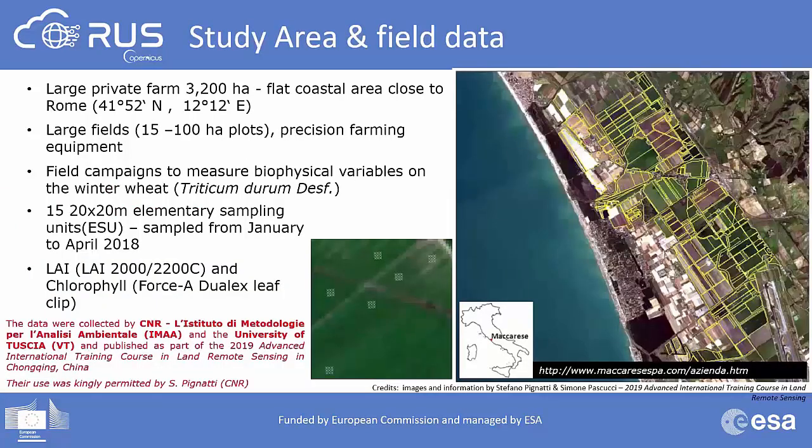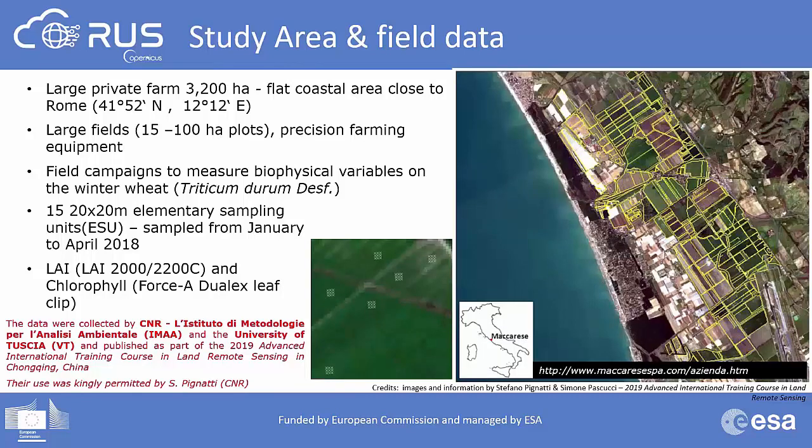First, a few words about the study area and the field data. Our study area this time will be a large private farm northwest of Rome on the coast in the area of Maccarese. It is a coastal area close to Rome, and it has large fields of approximately 15 to 100 hectares, and they also employ precision farming equipment.